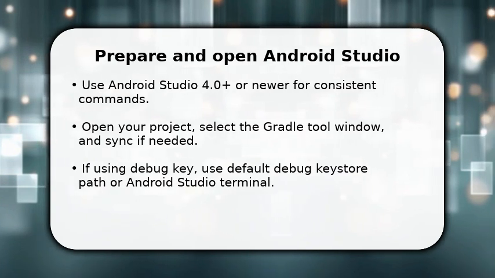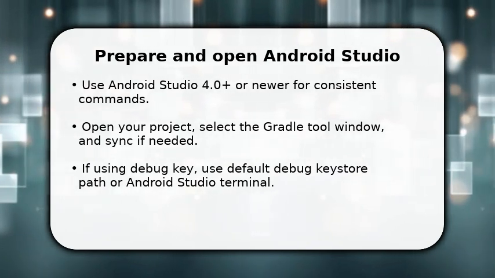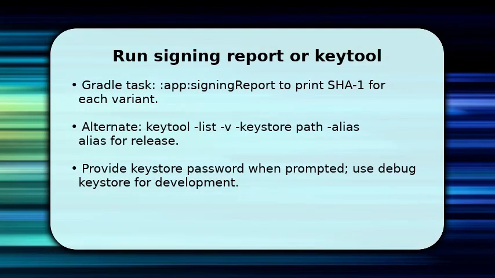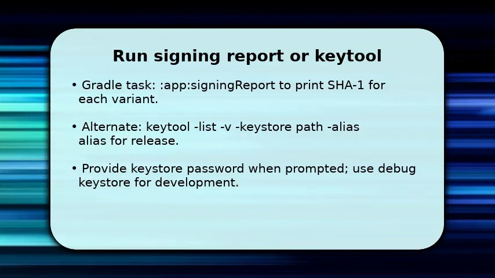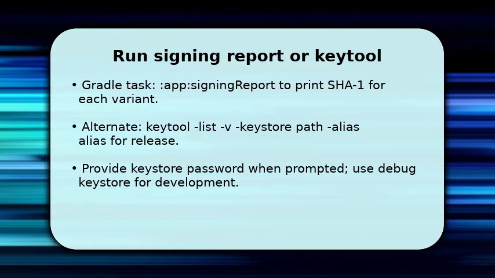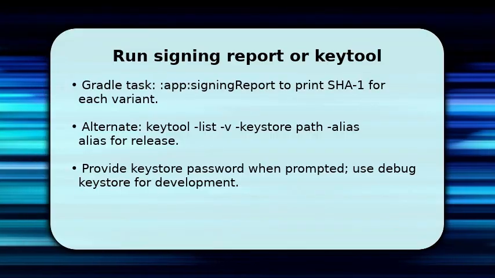Next, generate the SHA1. From the Gradle panel, run the app signing report task and watch the run window for SHA1 entries under each variant. Once done, copy the value for the build variant you need. If you need a release SHA1 or want an alternative, run keytool -list -v -keystore path -alias in the terminal and enter the keystore password when prompted. Make sure you choose the correct alias and keystore file.